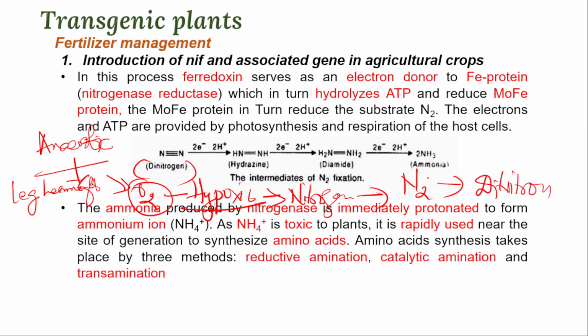Nitrogen fixation happens in anaerobic condition only, and to create the anaerobic condition, the leghemoglobin produced by the plant will scavenge the oxygen and create a hypoxic or anaerobic condition, and this way the nitrogenase enzyme from the NIF genes will fix the atmospheric nitrogen.